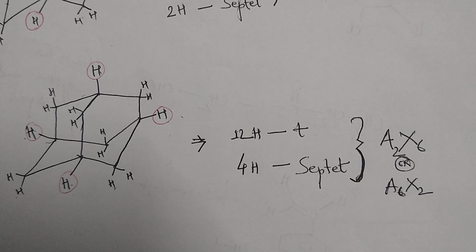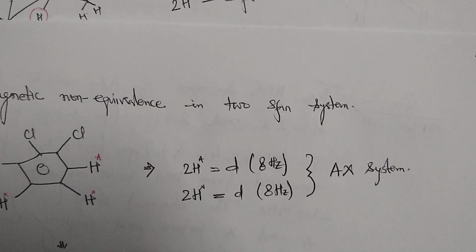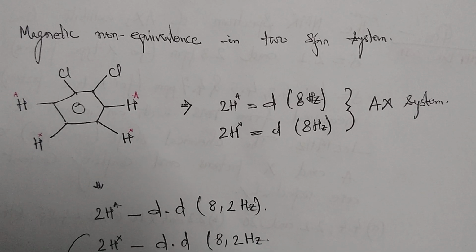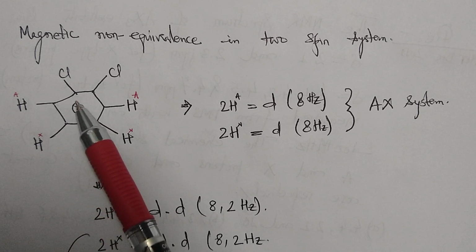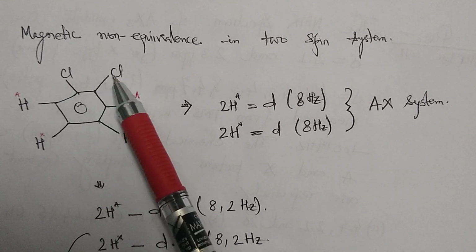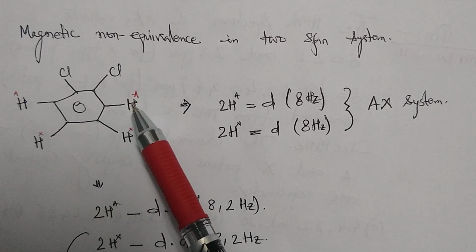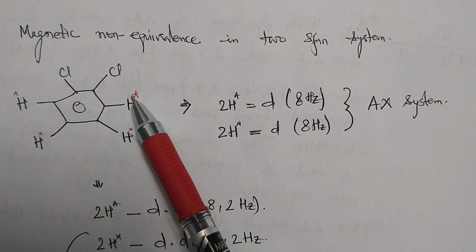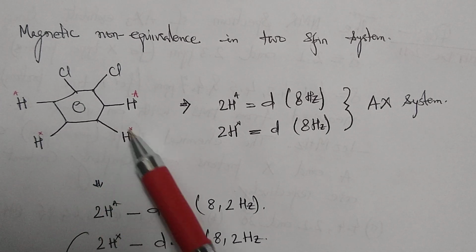Now we will move towards another topic for the two-spin system, that is magnetic non-equivalence in the two-spin system. Say we have considered the benzene ring, that is, substituted benzene rings before. So here in the ortho homo-substituted benzene ring, if we number this proton as A type of proton, then this proton will also be A type of proton. Likewise, if this is X, then this will also be X type of proton.